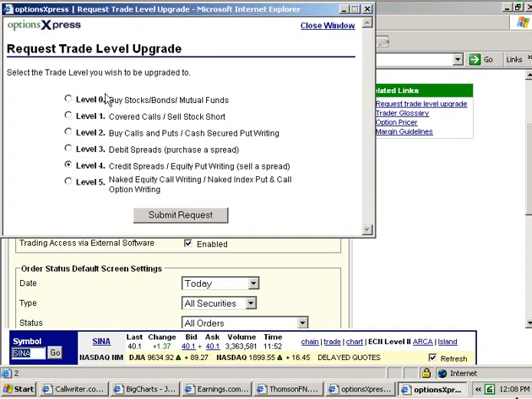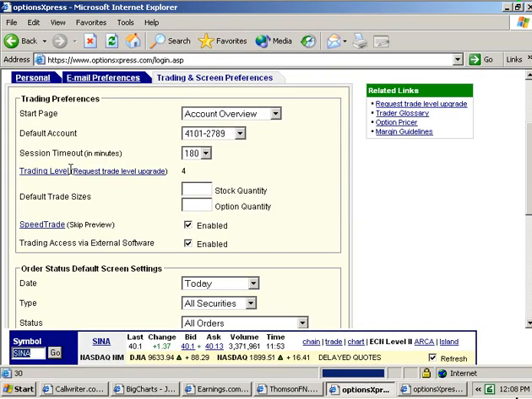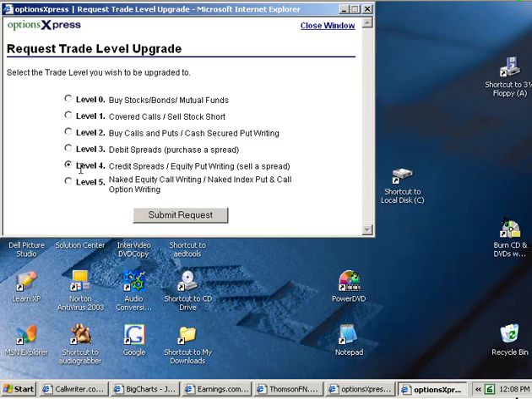Pretty much you can choose the level you want to upgrade to. I'm already at level 4, but let's say you want to upgrade to level 4. You just click on level 4 and then hit the submit button. Now, in order to do level 5, you need at least $100,000 in your account, okay? But you can definitely go from 2 to at least 4, regardless of how much money you have in the account. So simply choose your level and submit the request, and within about 24 hours, you should be upgraded to level 4. It's just that simple, okay?